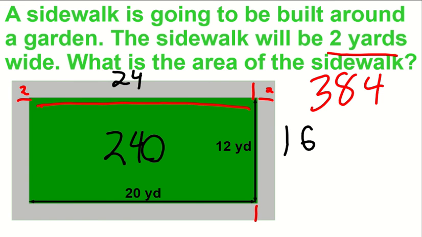All right, we need the area of just the sidewalk, just that gray. So what do we do now? Ella, what do we do now? 384 minus 240. And what'd you get? 144. So we do 384 minus 240, and we get 184, or 144, sorry. Okay?